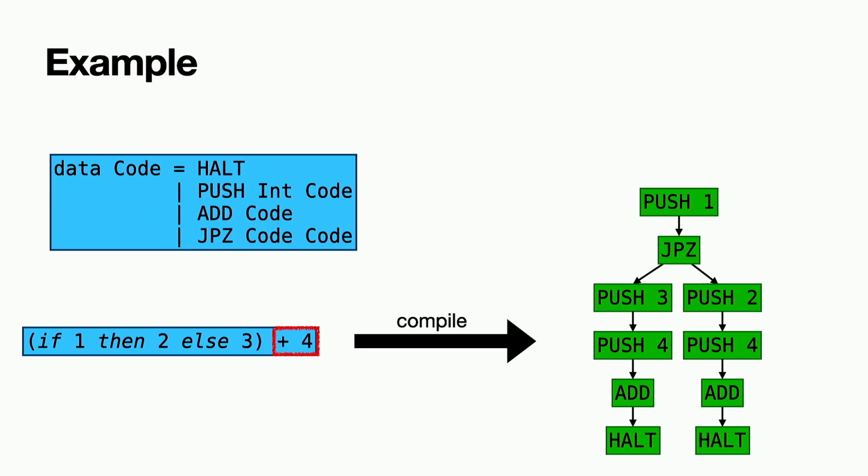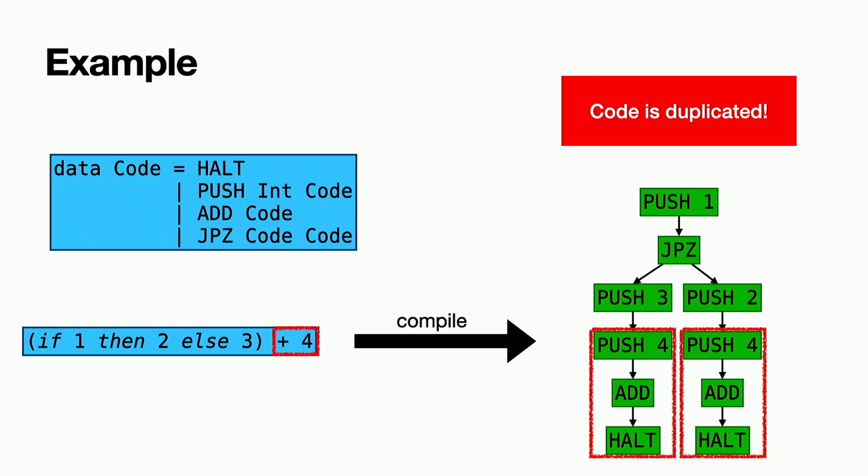We add this +4, and if we look at what this results in the code here on the right, all of a sudden the code corresponding to this +4 is duplicated, right? It appears on both sides of the both branches of the conditional jump, right? So this is not what we would expect for a realistic compiler.